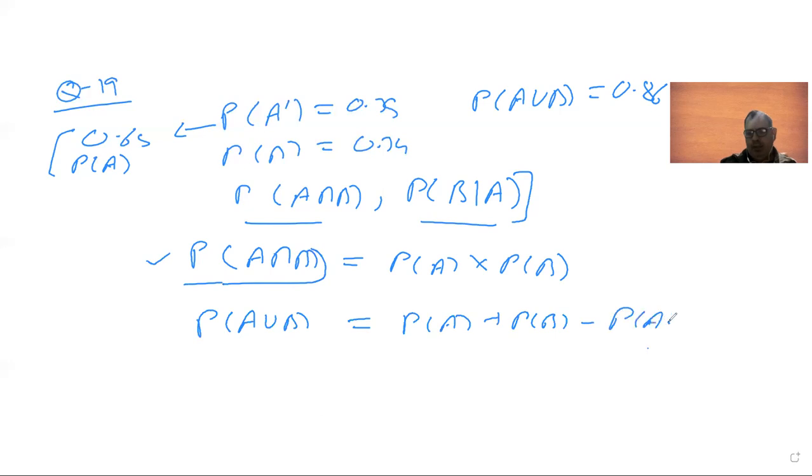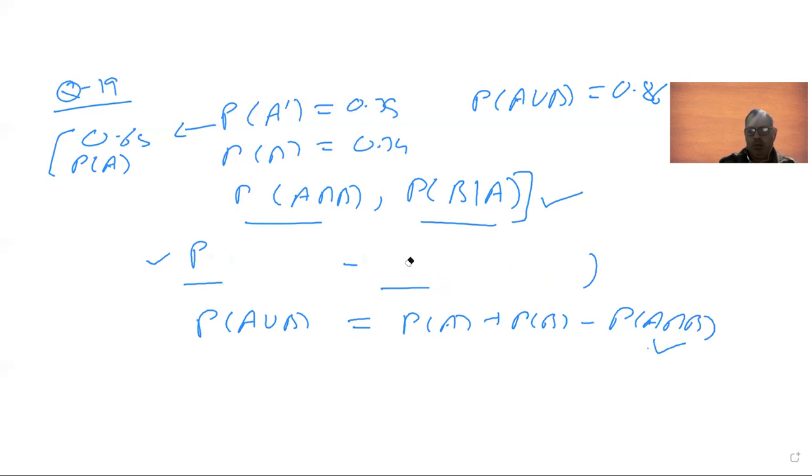So we have to find this thing. And why didn't we use the other formula? Because these two probabilities are not independent events. Otherwise we would not have been asked to find it, because if they were independent, it should be P(A) times P(B). So now you can find P(A intersection B).